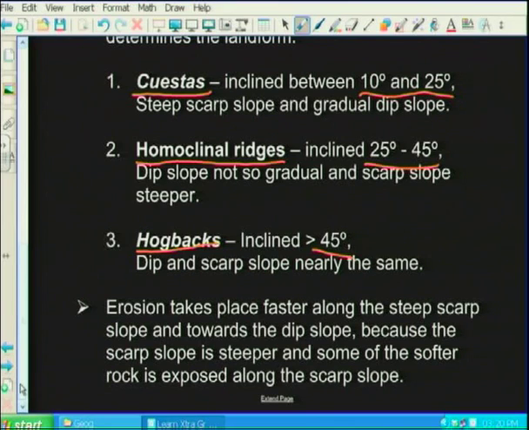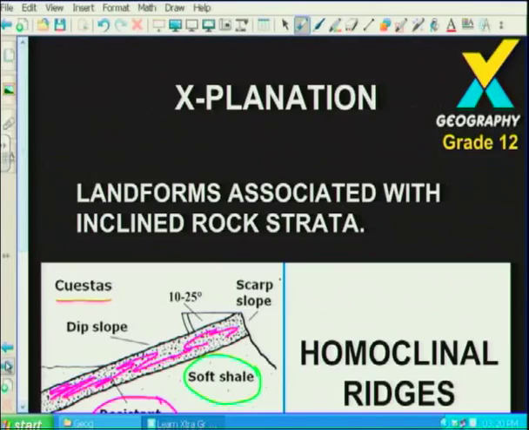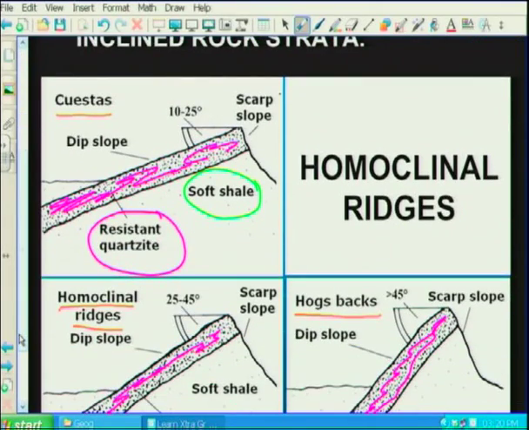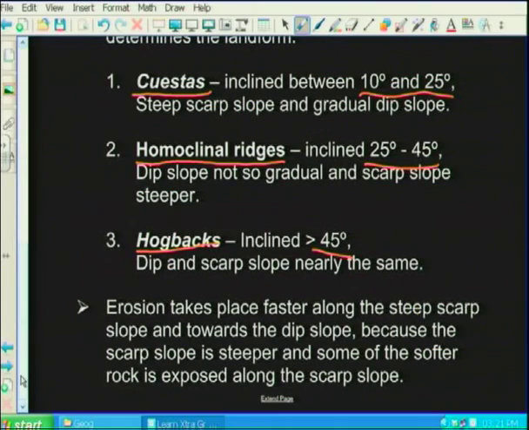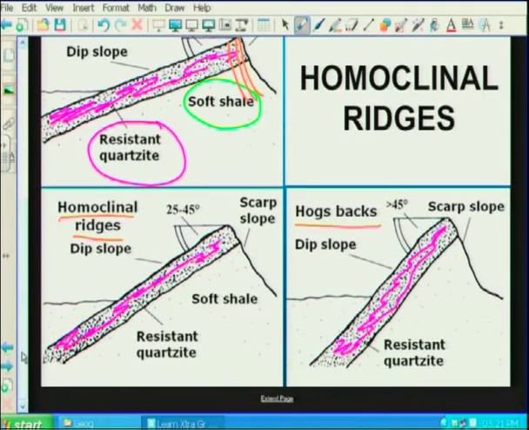Previously in the slide above, it mentioned in the last paragraph that erosion takes place faster along the steeper scarp slope towards the dip slope. What that means is if we look at the actual diagrams, the erosion, grade 12s, is going to be taking place whereby this landscape is going to be cut back over time. So when they mention that erosion takes place from the steep slope towards the dip slope, that is what we are showing you in the second diagram. Secondly, because the scarp slope is steeper, some of the softer rock is exposed along that scarp slope. And if you can see over here, all of this soft rock is exposed and therefore becomes very easily eroded back over time. And that is what they meant by that complicated paragraph. So please take a look.